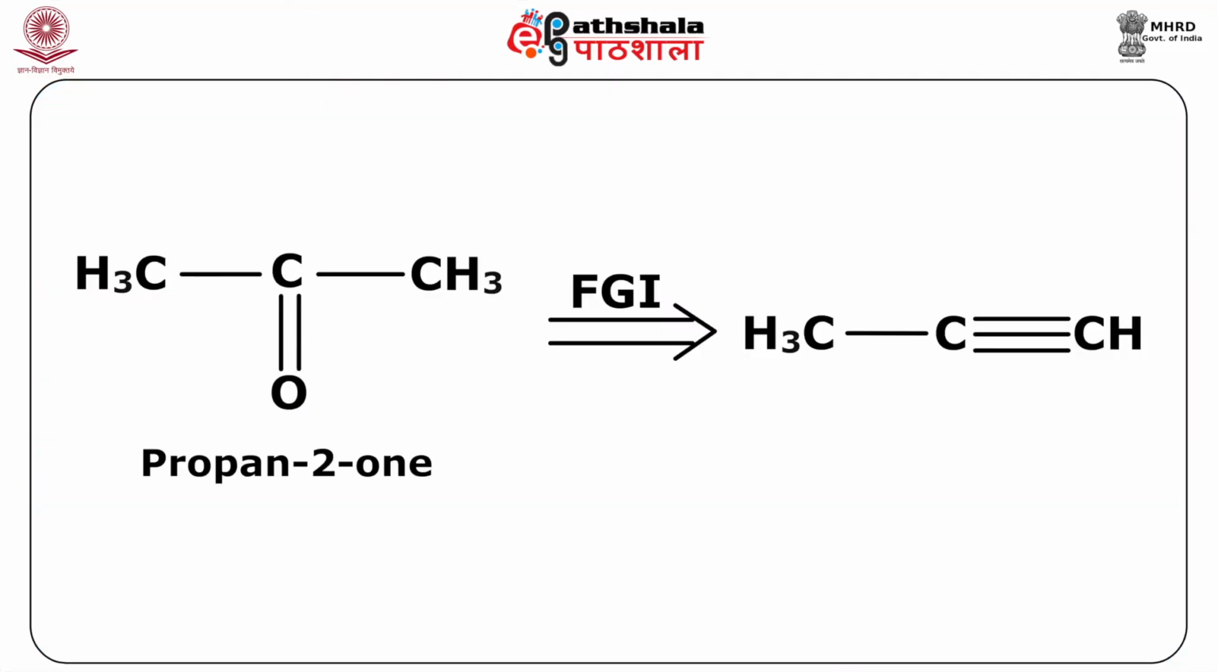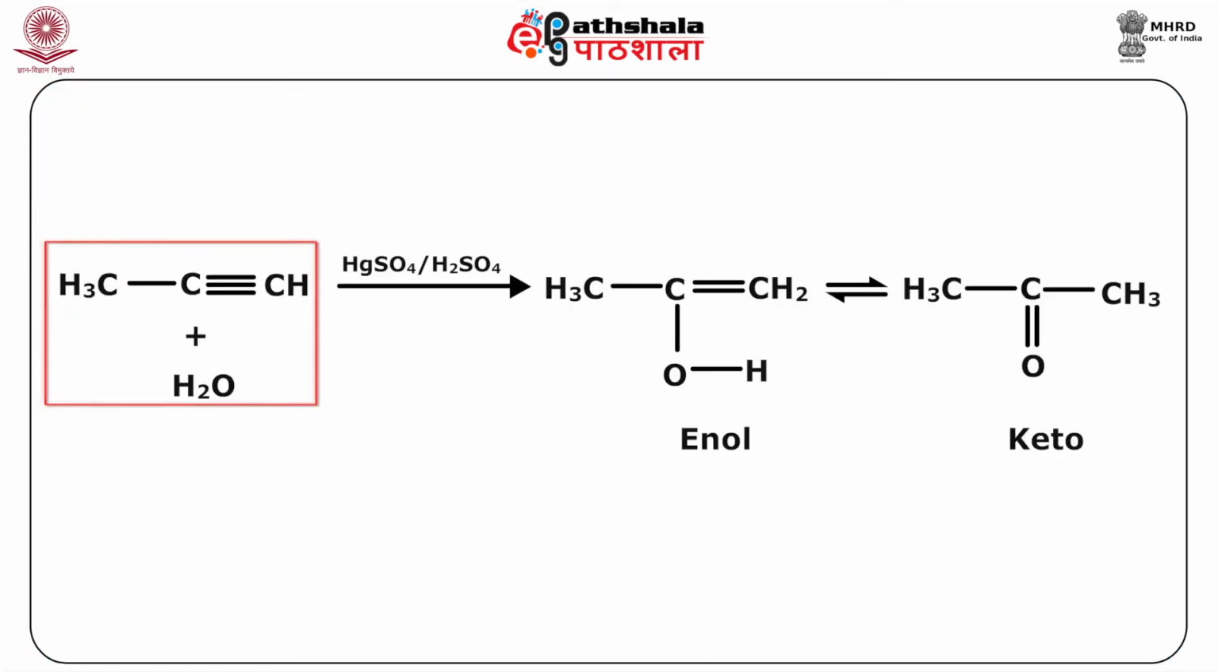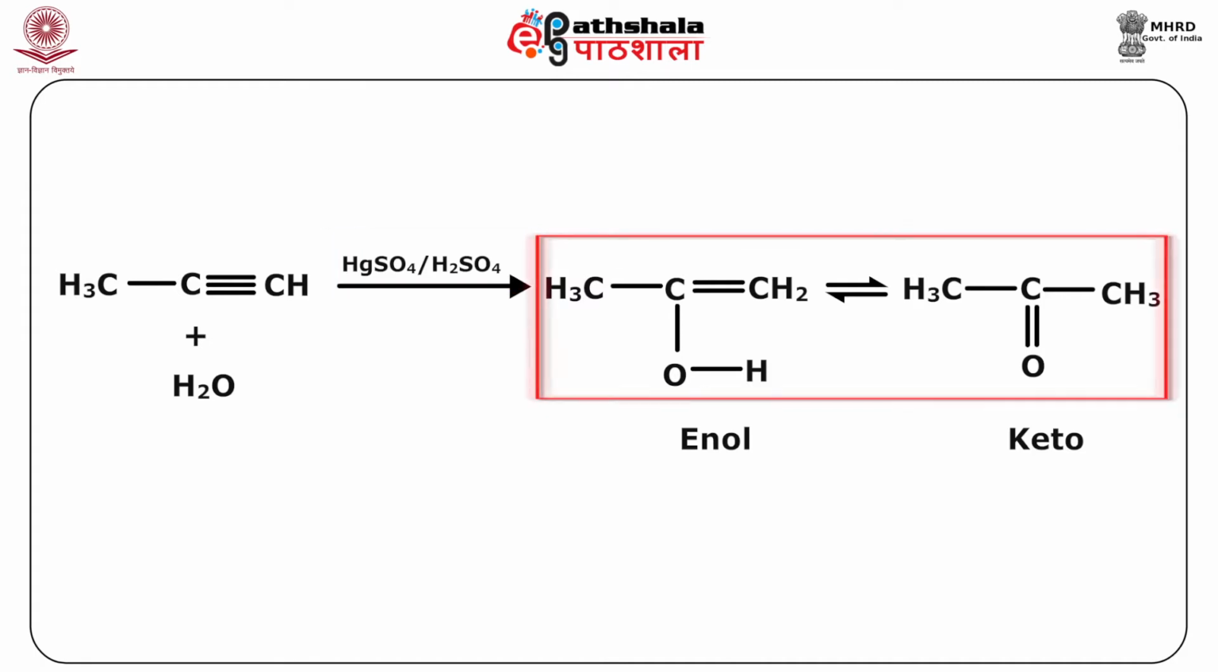Synthesis of acetone. Acetone is the simplest ketone having the IUPAC name propan-2-one. The retrosynthetic pathways are shown here in the figure. The retrosynthetic analysis shows the functional group interconversion tracing back the synthons to alkynes. The synthesis involves the acid catalyzed hydration of alkynes in the presence of HgSO4, which results in the formation of enol, which is tautomerized to form the carbonyl compounds. Here, propyne reacts with water in the presence of HgSO4 and sulfuric acid to give the enol form, which tautomerizes to acetone. It is the hydration as per the Markovnikov rule.